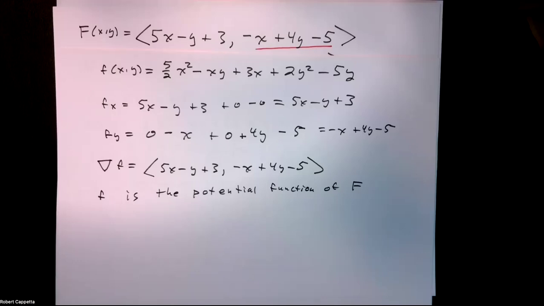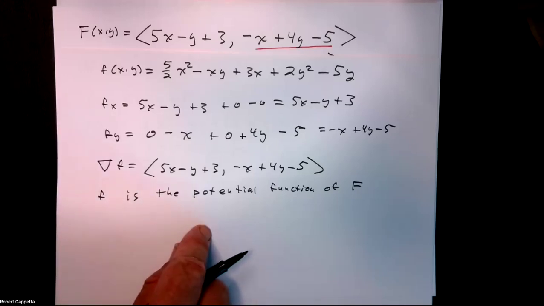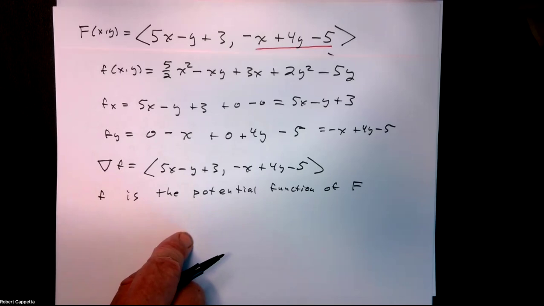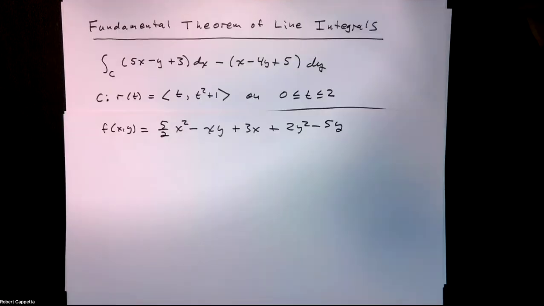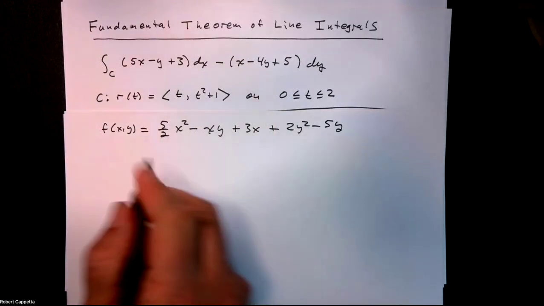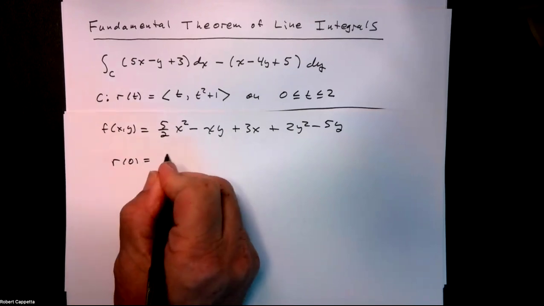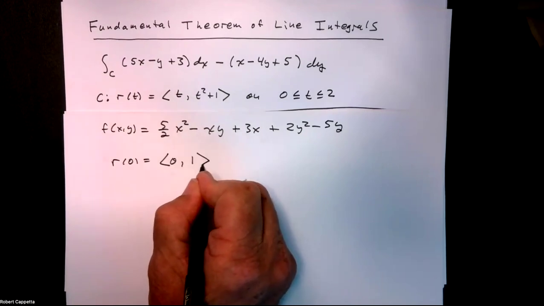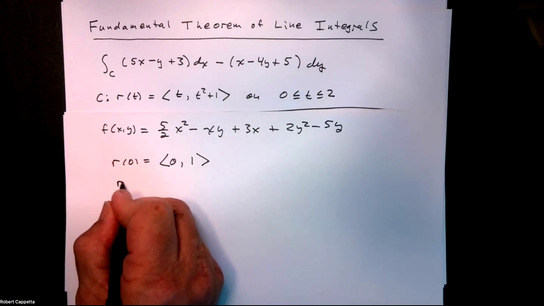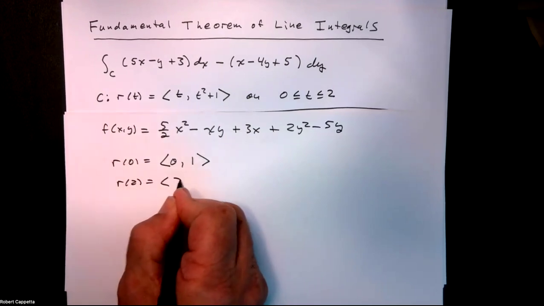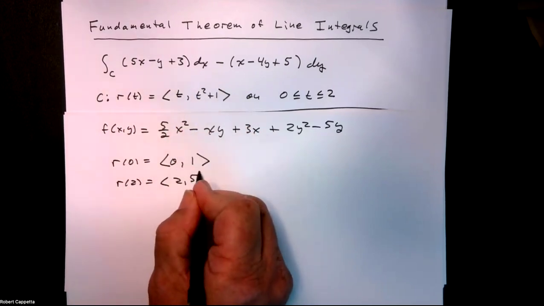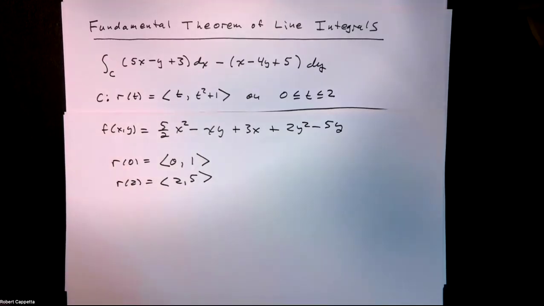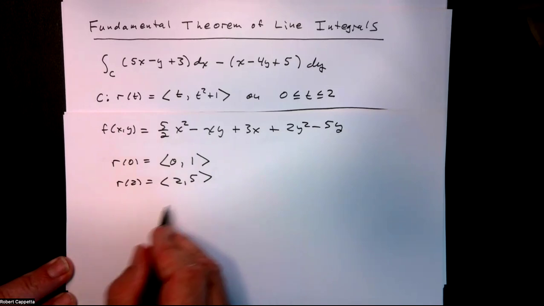So what does the fundamental theorem of line integrals tell me? If I evaluate the potential function at the end point and the starting point and subtract, that will give me the work. So there's the original question, and there is the potential function. My starting point will be r of 0. Plugging in 0, t is 0, t squared plus 1 is 1. That's my starting point. If I plug in the ending point, r of 2, t is 2, t squared is 4 plus 1 is 5. So I need to determine what is f of 0, 1 and what is f of 2, 5.